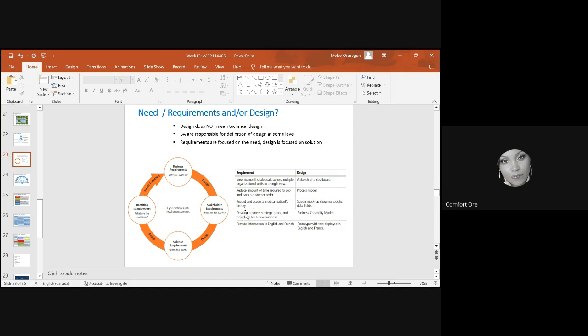Again, another requirement is to record and access medical patient's history. We can do a screen mock-up. A screen mock-up basically would look like the phone process that I was trying to explain. So you can do a mock-up of where the process starts when the patient actually checks in.